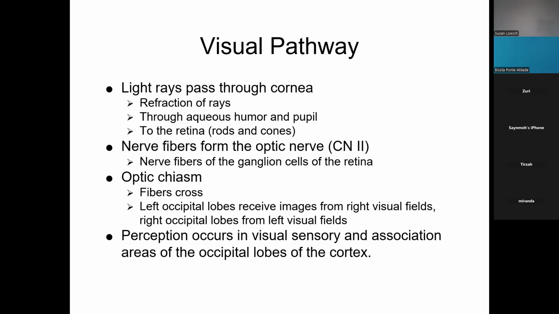At the optic chiasm, half of the fibers from each optic nerve cross to pass to the occipital lobe in the opposite side of the brain. The left occipital lobe gets the information from the right visual field. Damage to the left occipital lobe results in loss of vision in the right visual field.